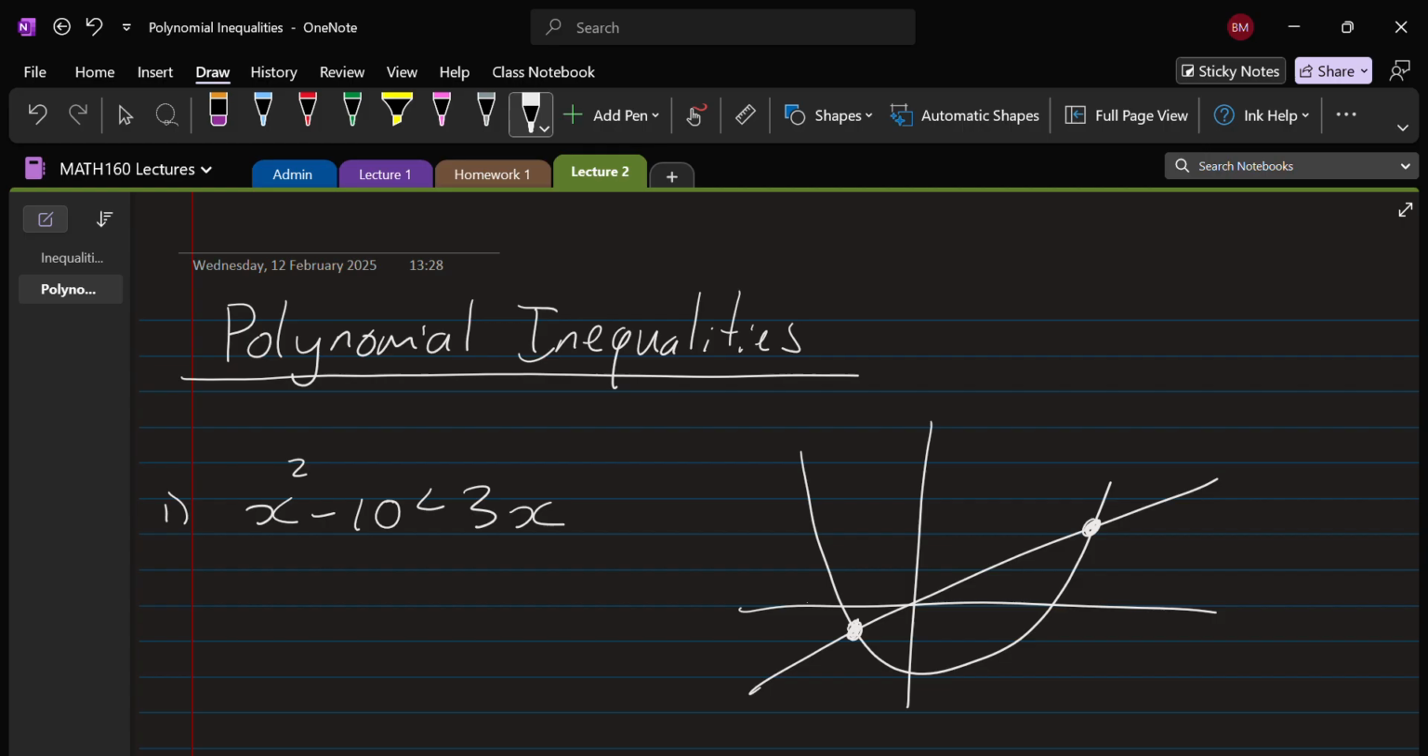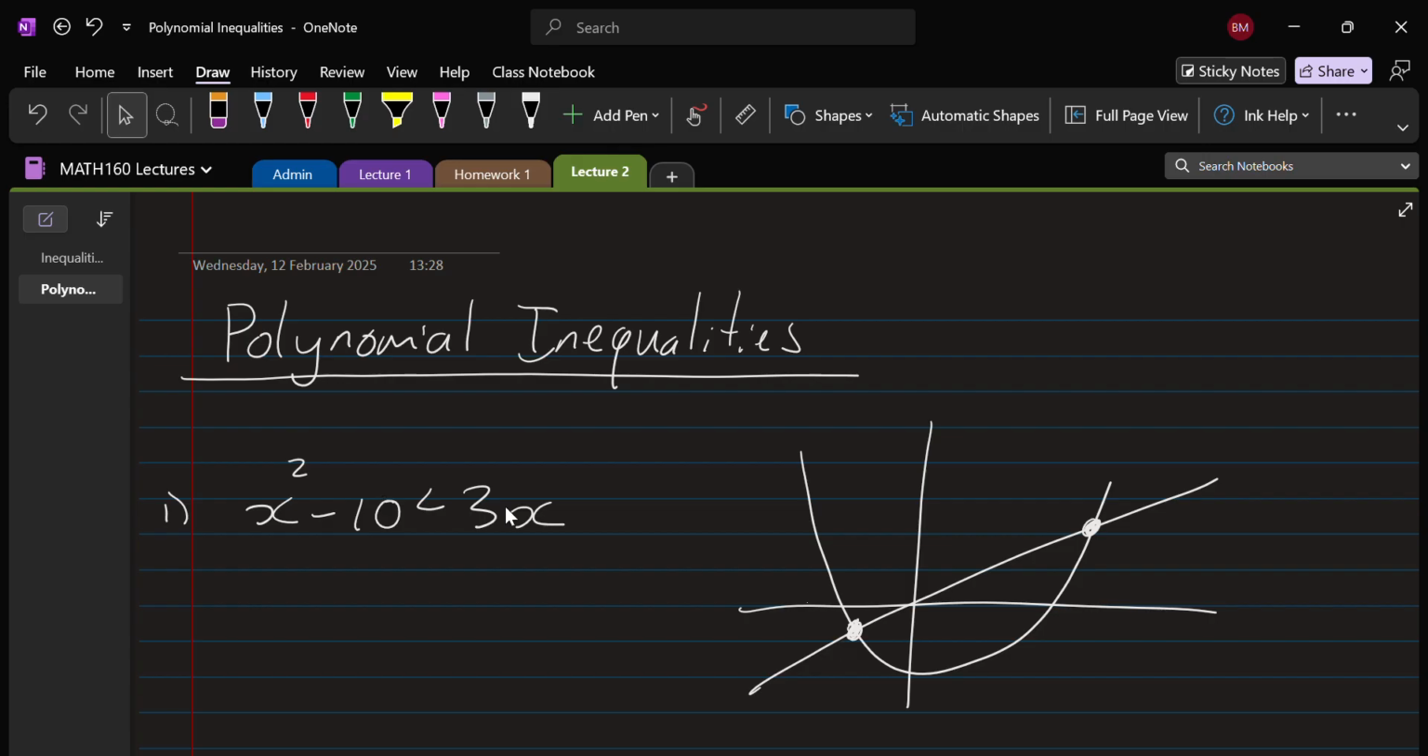We've got these two intersection points here. And the question we're asking is, where is the straight line on the right above the parabola? That's how you can read it. Or where is the parabola below the straight line? That's how you read these statements.